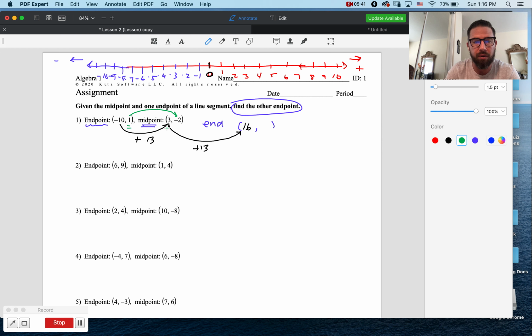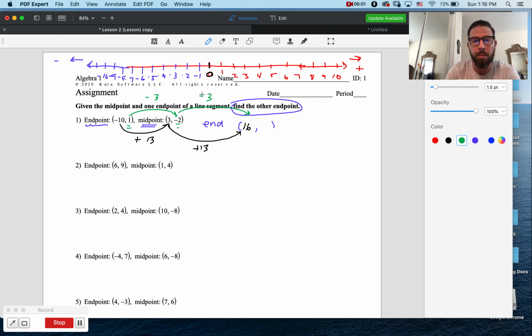Do you see how we're on the y's now? It's the second number. So we have to go from 1 to negative 2. We'll start at 1, and then we're going to go over to negative 2. 1, 2, 3. Boom, we move 3 times, and we move to the left. Since we're moving to the left, it's going to be minus, so we have minus 3. So we're going to do the same thing here, minus 3.